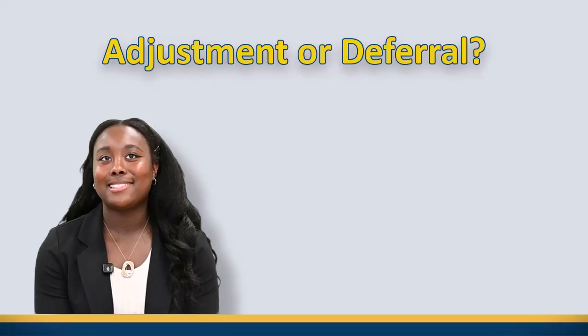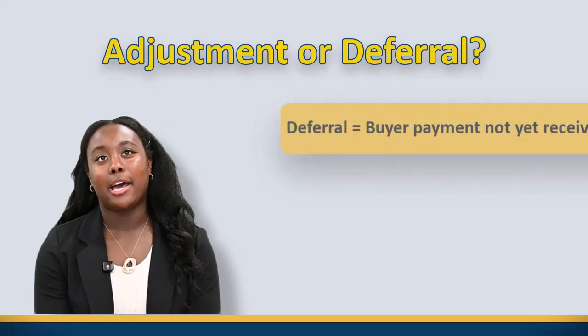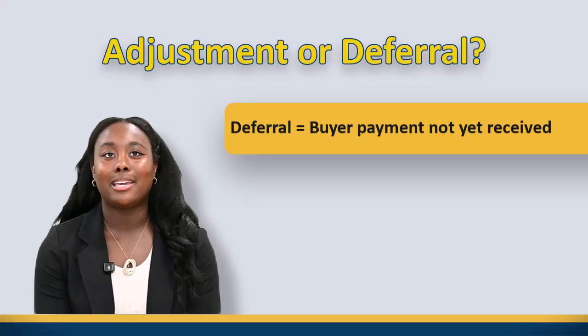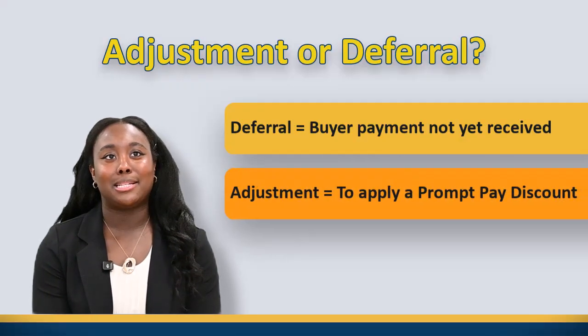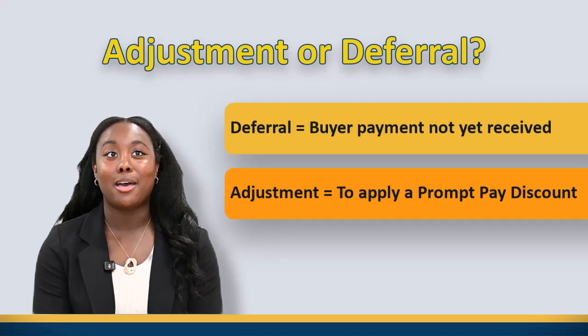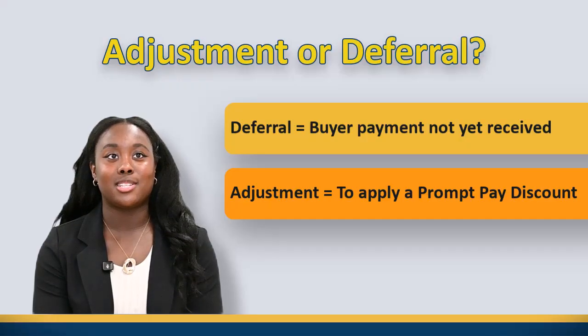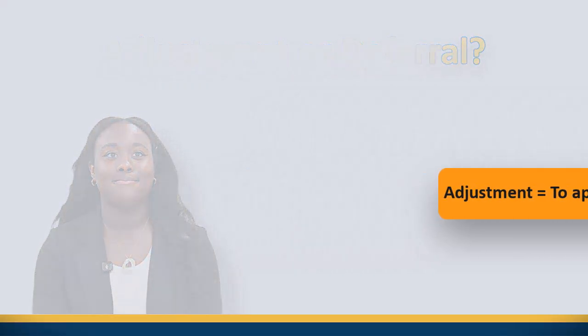In some cases, an administration fee deferral or adjustment may be appropriate. For example, a deferral may apply when payment from the buyer has not yet been received. An adjustment may apply when a prompt payment discount reduces the amount actually paid to the vendor. These requests are submitted through VRM and reviewed by OSD. For step-by-step instructions, refer to the job aid on deferral and adjustment requests.